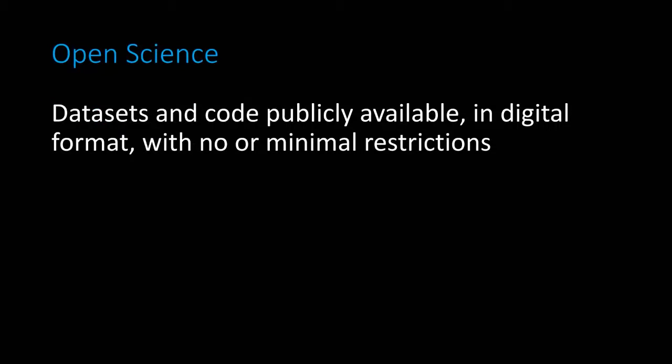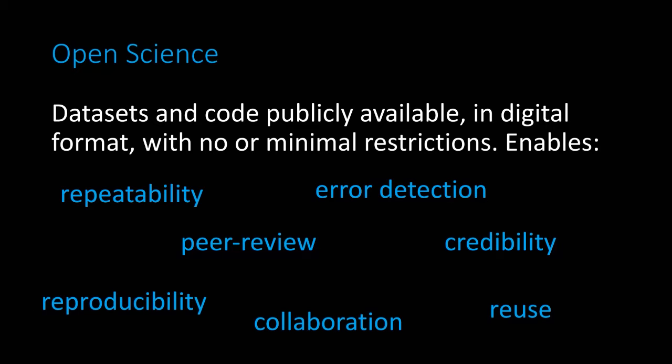So teaching about open science is important because it means that we have to teach that data sets and code are publicly available in digital format with minimal or no restrictions. And it's important because this then enables repeatability and reproducibility. And as I said, it allows for peer review and collaboration, error detection, and for the data to be reused, for example, importantly for the progress of science in meta-analyses. And it also improves the credibility of yourself as a scientist.